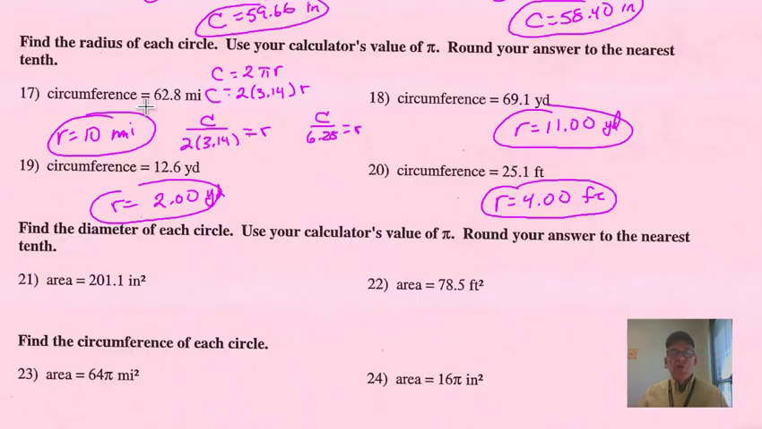So that's how we could, given the circumference, plug it into the formula. Basically, we're dividing by 2 pi to get r by itself. C divided by 2 pi is going to be the radius.